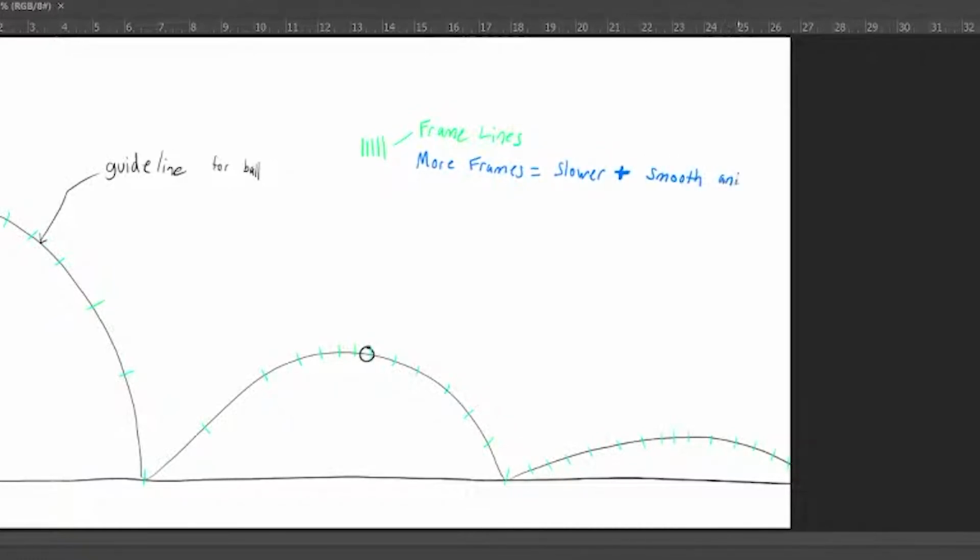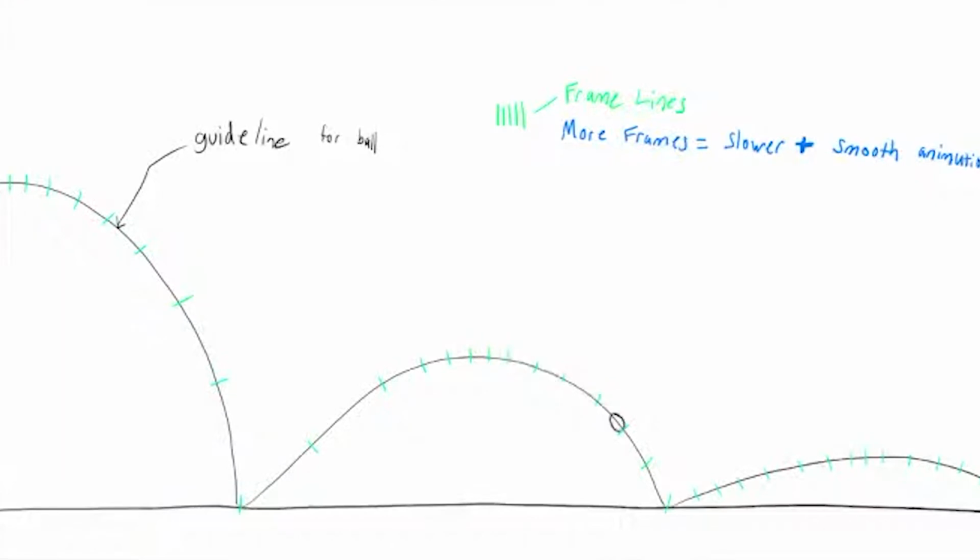The more frame lines, the slower and the smoother the animation. Just keep that in mind as you're animating different objects. Where do you want your animation to speed up, and where do you want your animation to have a slower pace?